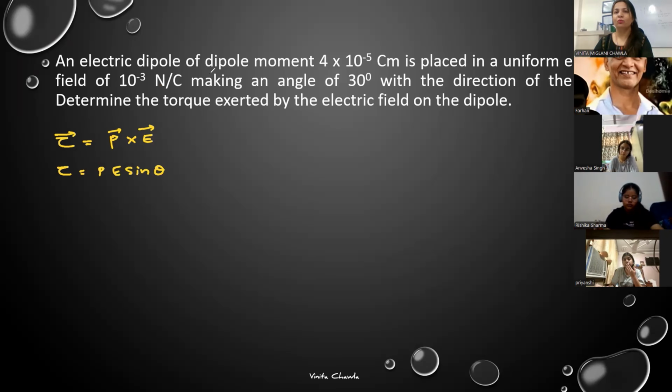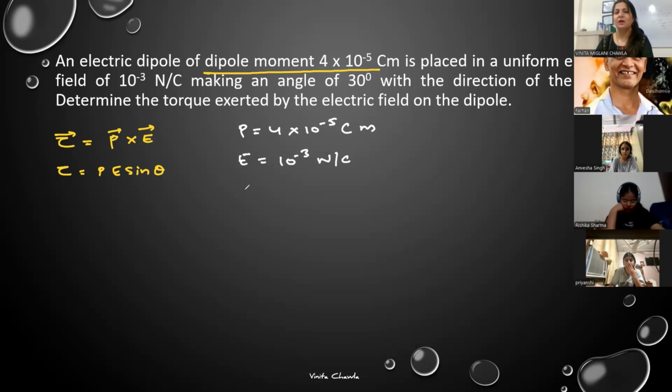So the value of dipole moment is given. P is given to you. It is 4 into 10 to the power minus 5 coulomb meter. Electric field intensity is given, 10 to the power minus 3 Newton per coulomb, and the angle is given, it is 30 degree. So you just have to put the values here and you'll get the value of torque. Direct question, there is nothing else to do, you just have to put the values, and you'll get your answer. Please do this.